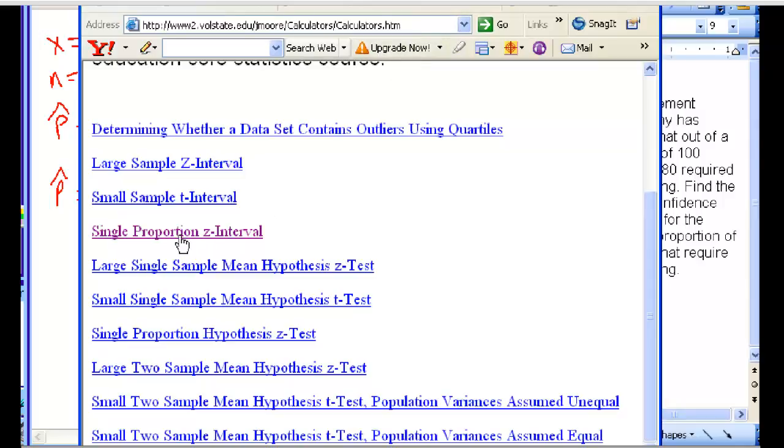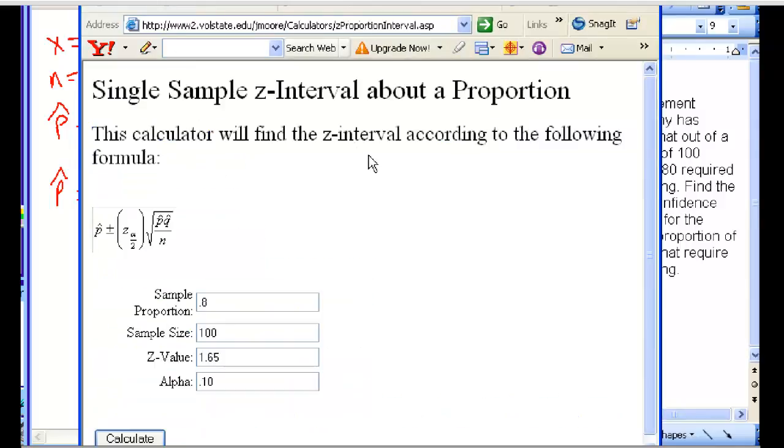www.valstate.edu/jmore/calculators/calculators.htm and click on single proportion z interval. That will take us to this page where we would enter the sample proportion, p hat, which we've already found to be 0.8, the sample size, 100, the z-value, 1.65, and alpha for a 90% confidence interval would be 0.1. Notice here it says q hat rather than 1 minus p hat. Q hat and 1 minus p hat are the same thing.